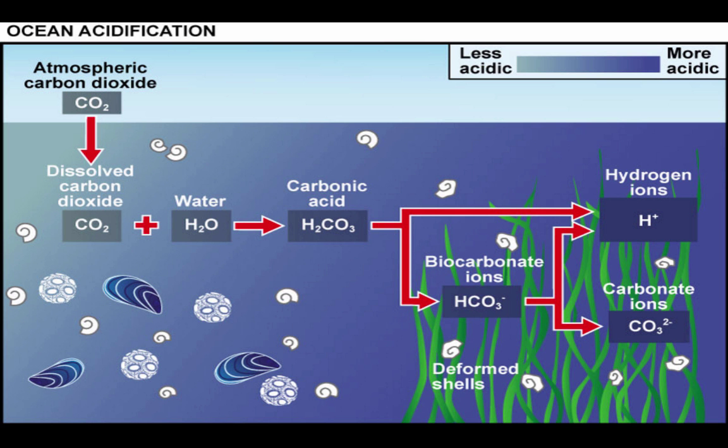Here's a diagram of what ocean acidification is. So first, atmospheric carbon dioxide dissolves into the water, creating carbonic acid. And from carbonic acid, it creates bicarbonate ions and hydrogen ions. And from bicarbonate ions, it creates carbonate ions, which deforms shells and affects coral reefs negatively.